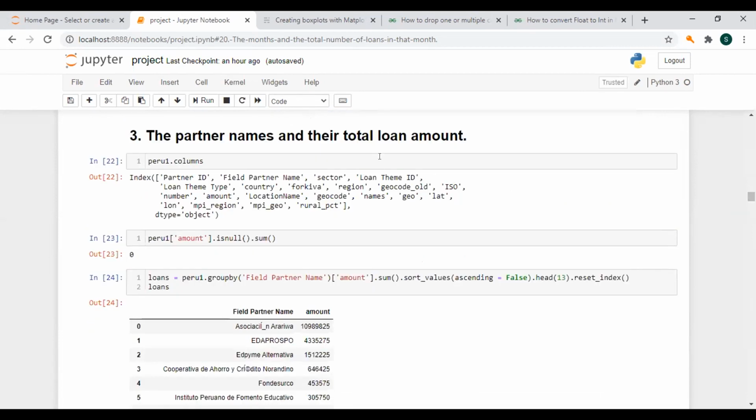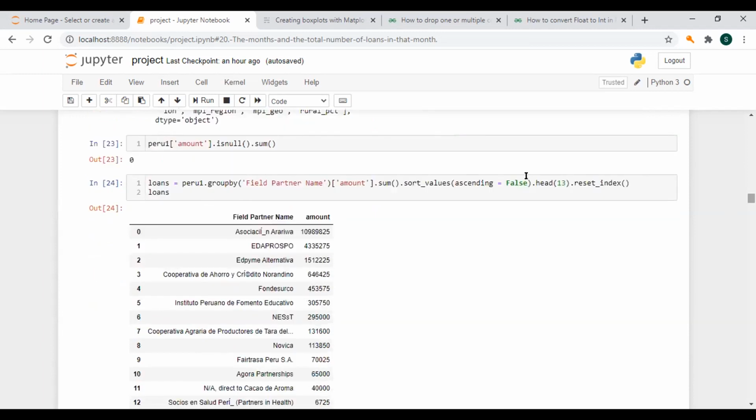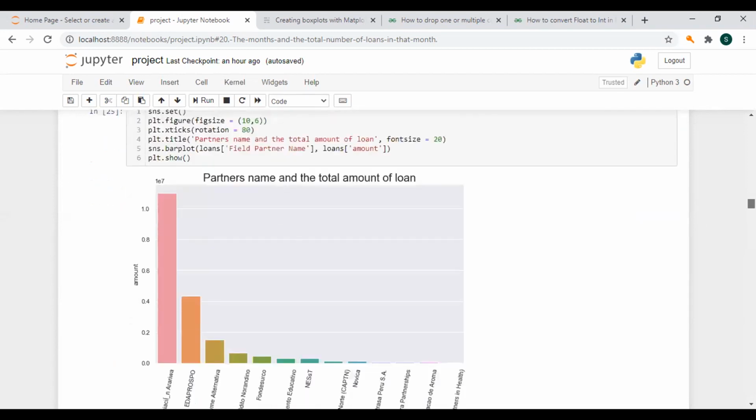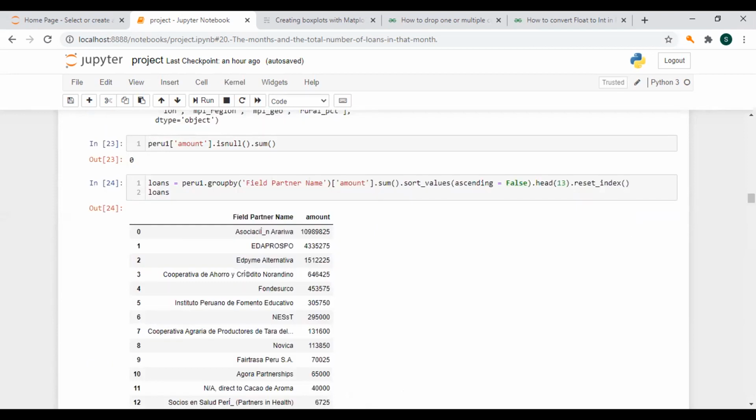The partner names and the total loan amount. I actually did not merge the data, some have done it, but I just still used the one for loan. So I did have the amount. I did a group by field partner name, amount, sort values. So here the field partners and the amount of loan they had. Then here I used head 13 because the total number of field partners was 13. So there's no need, I just wanted to visualize all of them. So to visualize them using SNS, that is Seaborn.